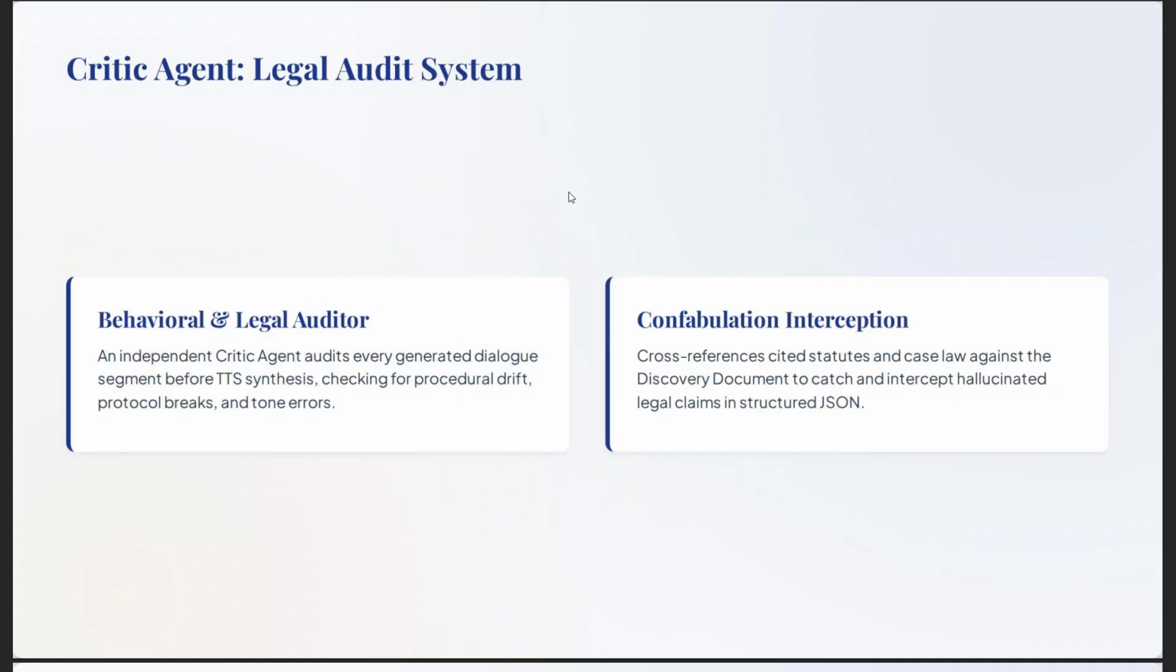Next, we move to the critical agent legal audit system. Behavioral and legal auditor: an independent critical agent audits every generated dialogue segment before TTS synthesis, checking for procedural drift, protocol breaks, and tone errors. Confabulation interception: cross-reference cited statutes and case law against the discovery document to catch and intercept hallucinated legal claims in structured JSON.